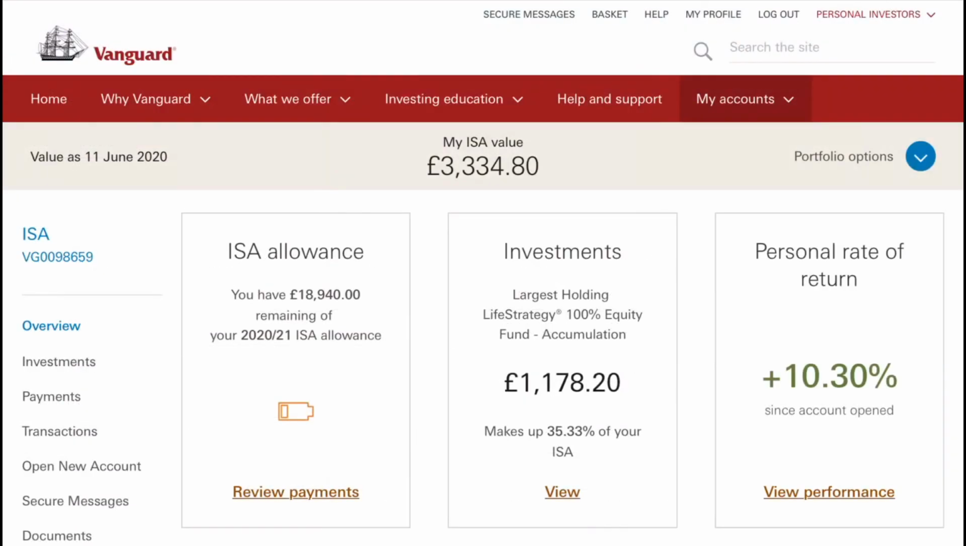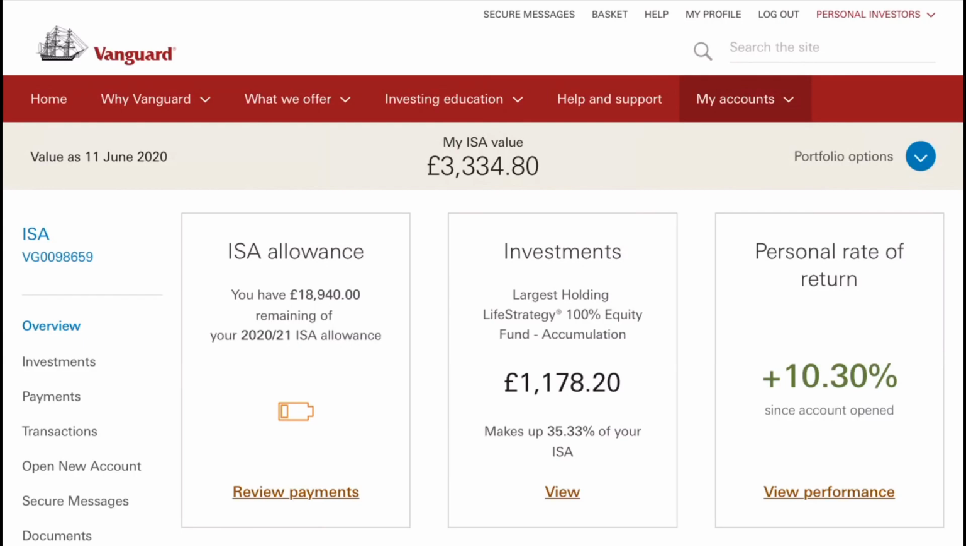So let's hop in and take a quick look at my own Vanguard investment portfolio. We last checked up on this account about 2 weeks ago, and if you've seen that video, you'll be able to notice that my rate of return has increased quite substantially in that time. In the last video, I had a 2.85% rate of return, and you can see that that's now increased to 10.3%, which is really impressive in the 2 weeks.